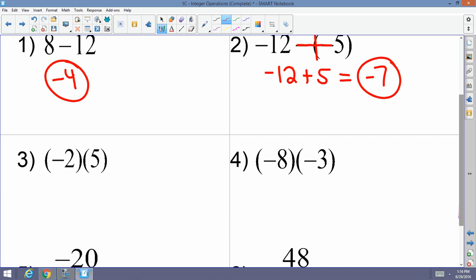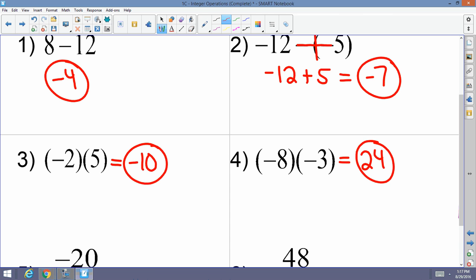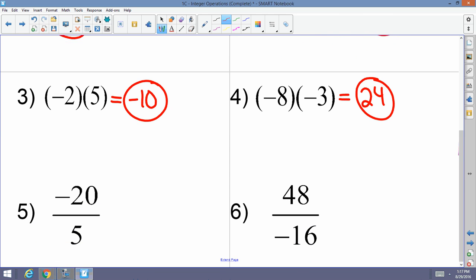Negative 2 times 5. A negative times a positive is a negative, so that's negative 10. Negative 8 times negative 3. A negative times a negative is a positive, so that's positive 24. Negative 20 divided by 5. A negative divided by a positive is a negative, so that's negative 4. And last but not least, 48 divided by a negative. A positive divided by a negative is also a negative, and that would be negative 3.